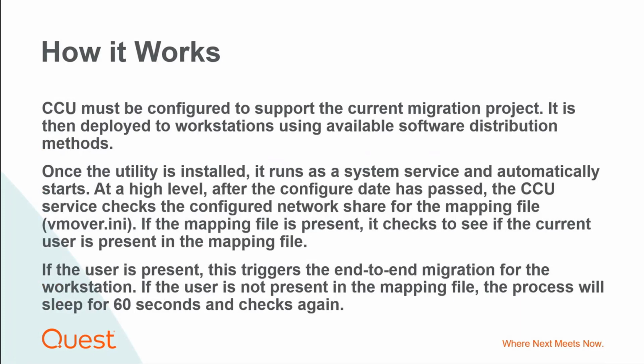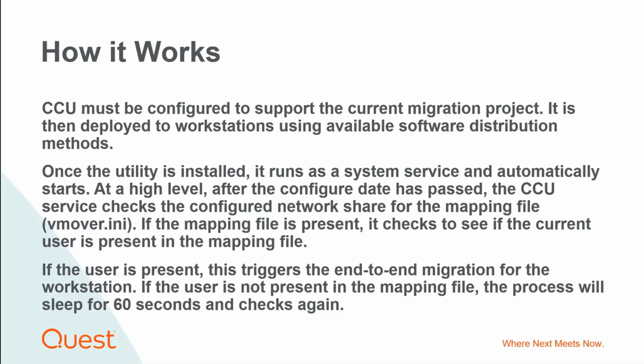So how does this work? There are a couple of different ways that we can deploy this: either user initiated or through a third-party software deployment, and we'll discuss both of those approaches. Once the utility is installed, it runs as a system service and will automatically start. What it's looking for is particularly the vmover ini file, making sure there's an entry in that file for the logged on user. If the user is present in that file, it will trigger the cache credential utility to start its process.